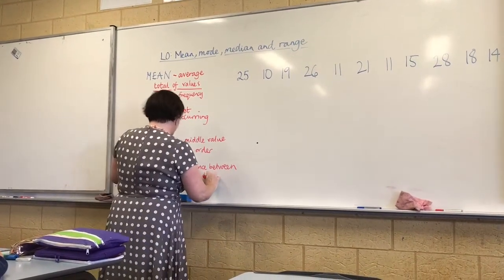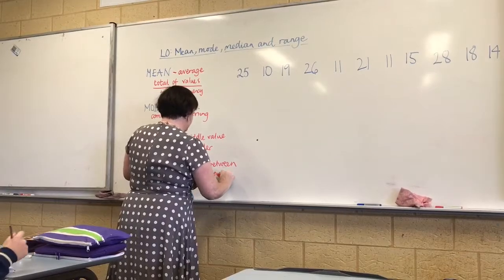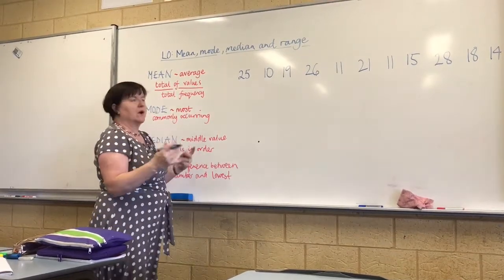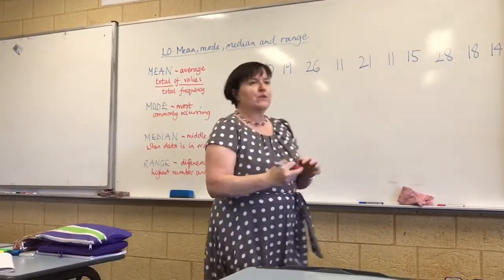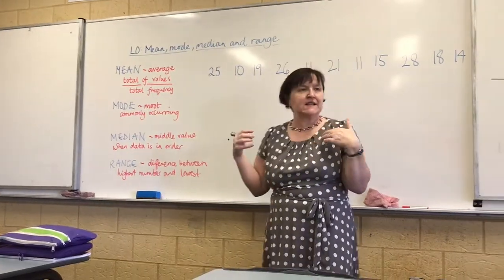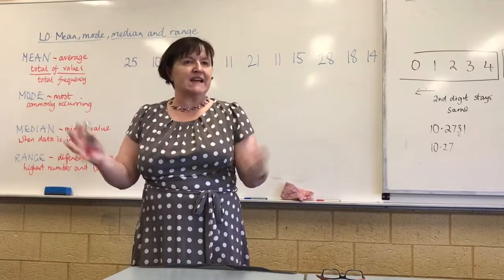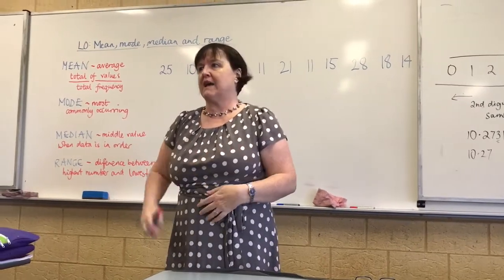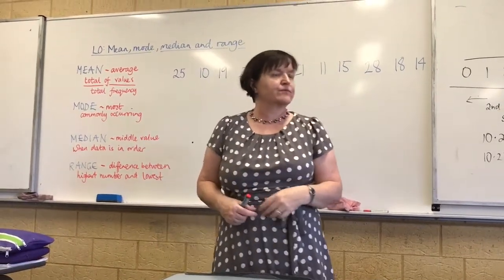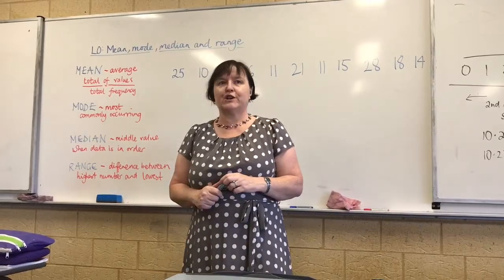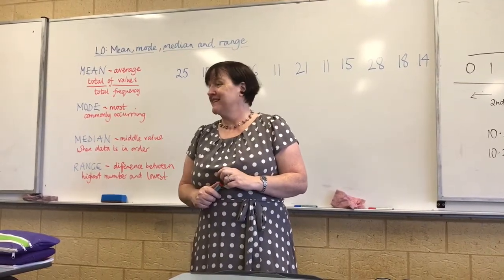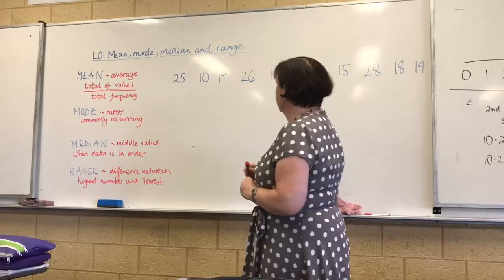So the difference between the highest number and the lowest, or the highest value and the lowest. So we've got our data set that we've already collected. What is the first thing that you should do with any data set like this in order to make it a lot easier for you to analyse it? It's the first thing you need to do. Put it in order. Very good. Put it in ascending order.